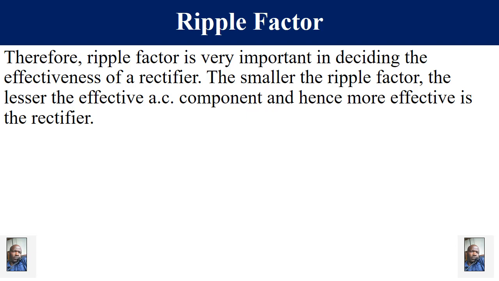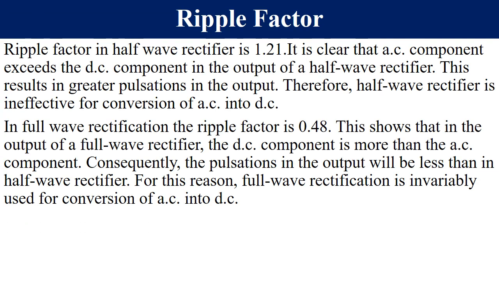Take note of that. We are now going to look at the ripple factor of half wave and full wave. For a half wave it is 1.21, which is high, and it is clear that the AC component exceeds the DC component. Why? Because the ratio is greater than 1. This means that it results in greater pulsations or high ripples. Therefore, a half wave rectifier is ineffective for converting AC to DC. But for full wave, it is about 0.48, which means the ripple factor is less than 1, and this shows that the DC component is more than the AC component, and this is what we want.